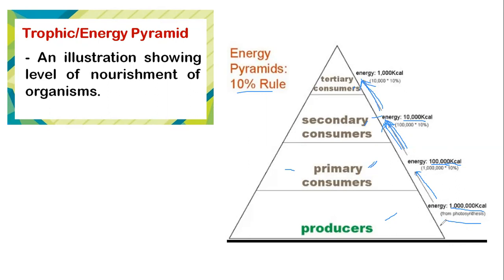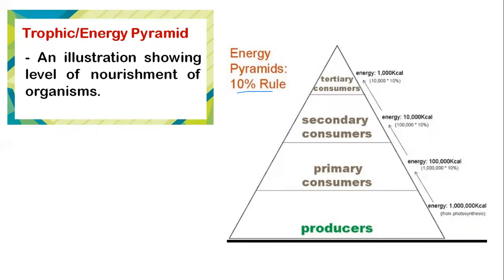So that is how the trophic or energy pyramid works, wherein the bottommost one has the largest or highest energy. Then the tertiary consumer, which is on top, has the lowest or the least energy. So that is how the trophic or energy pyramid works. I hope everything is understood.